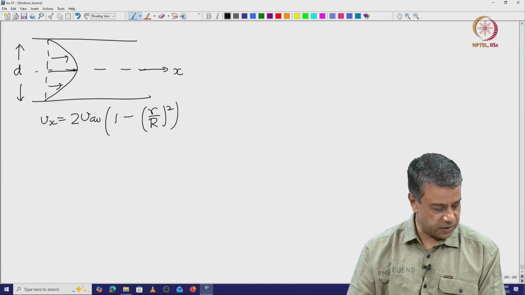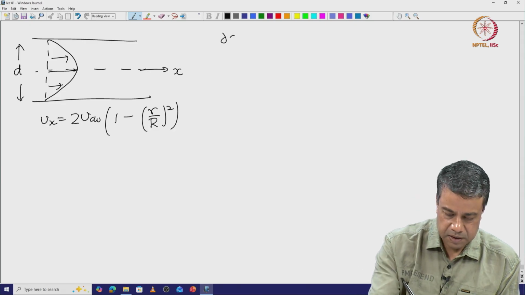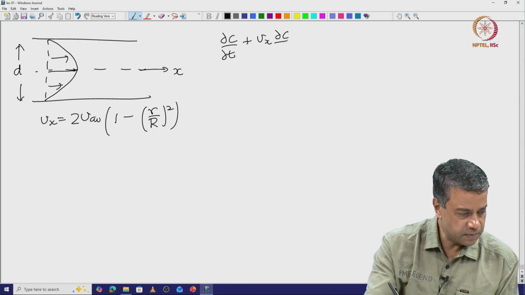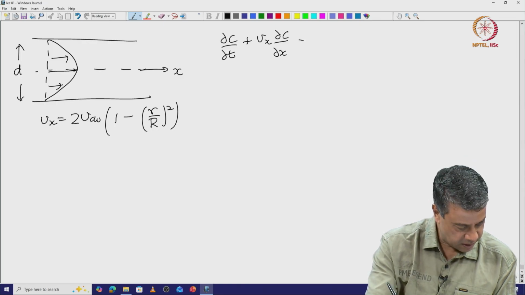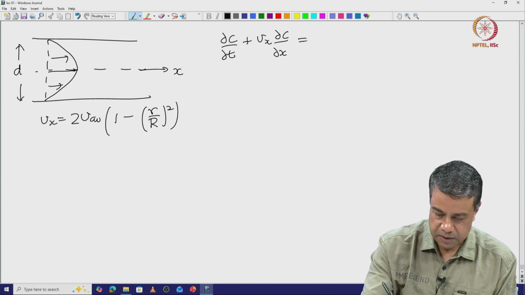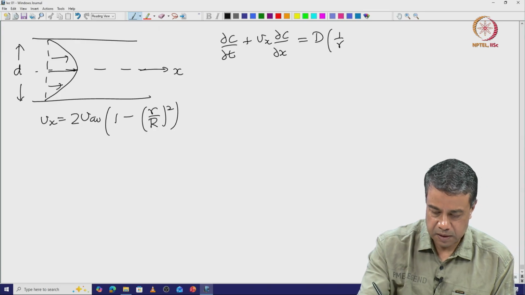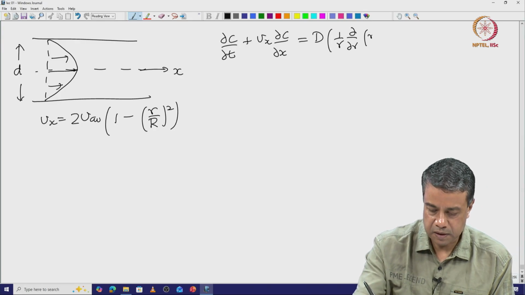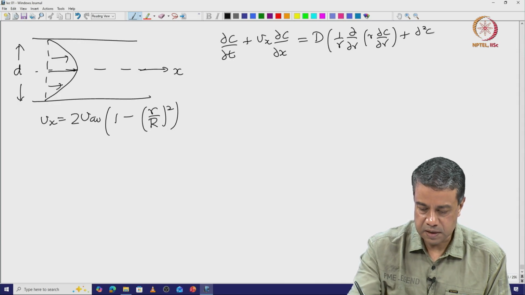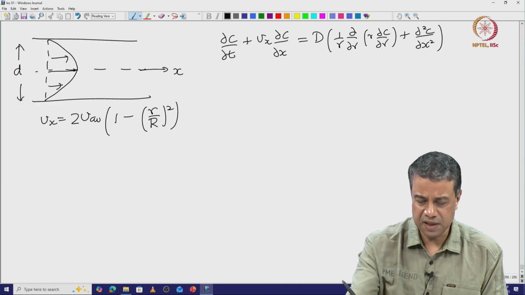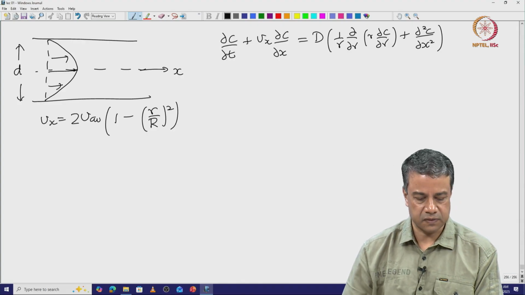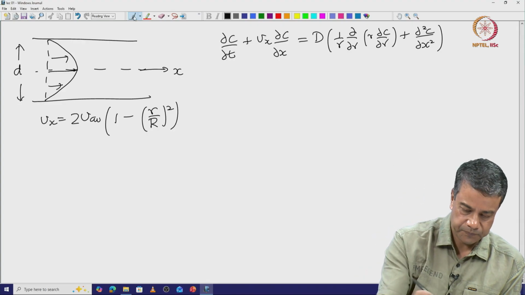And the concentration equation is going to be partial C by partial t plus Vx partial C by partial x is equal to D into 1 by r d by dr of r partial C by partial r plus partial square C by partial x square. Note that I am using x instead of z, sometimes we use z instead. So, I am using x over here, x is the axial direction.